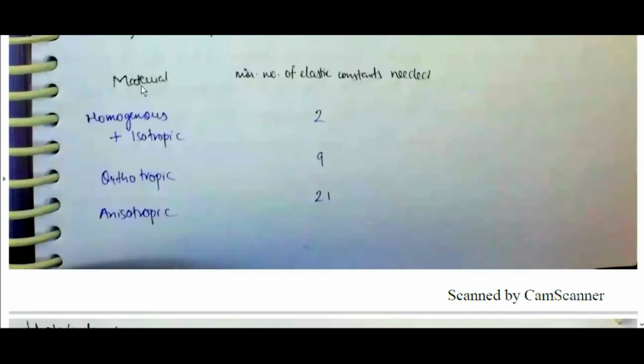For a homogeneous plus isotropic material, the minimum number of elastic constants needed is 2; for orthotropic 9; for anisotropic 21. Homogeneous plus isotropic is the one we are studying before. If we know any two elastic constants, we can find out the remaining two. So the number of elastic constants required is 2, for orthotropic 9, anisotropic 21.